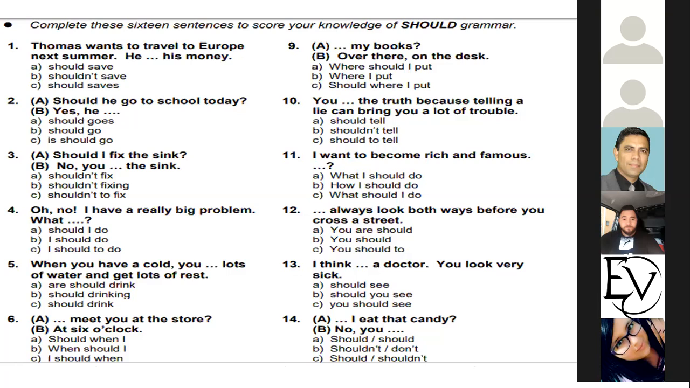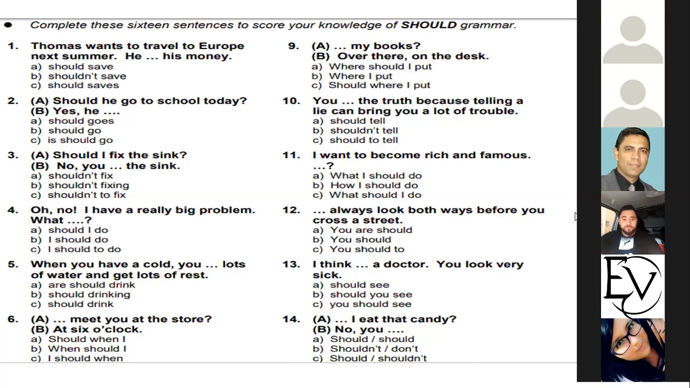Number four. I have really a big problem. What should I do? Yeah, very good. Okay. Number five. David: When you have a cold, you should drink lots of water and get lots of rest. Okay, very good, David.